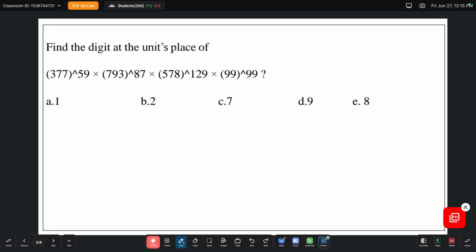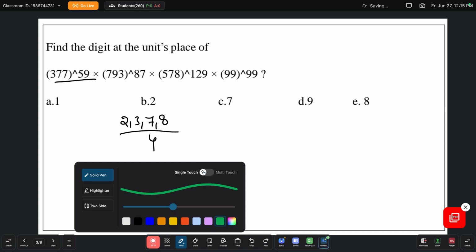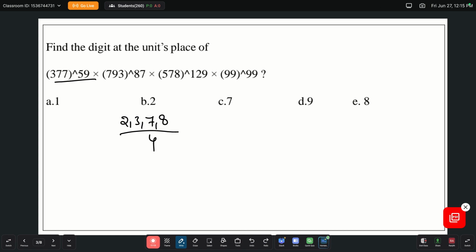What is the divisibility rule for 4? If last 2 digits is divisible, then the total number is divisible. When we divide 53 divided by 4, what is the remainder? Remainder will be equal to 1. So that will be equal to 7 power 1. 7 power 1 equal to 7. So the unit digit of this value will be equal to 7 is the answer.